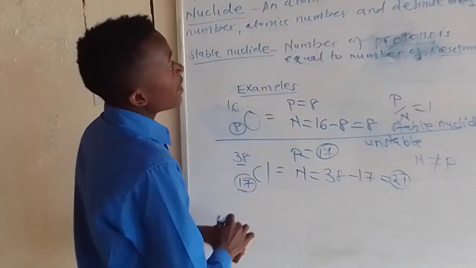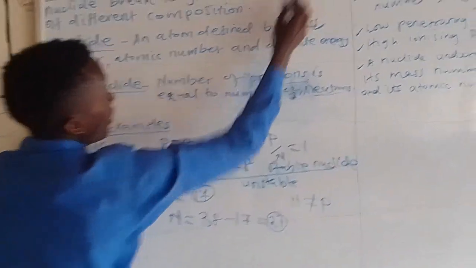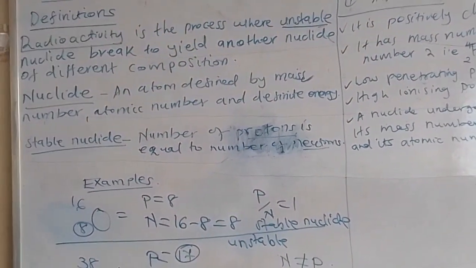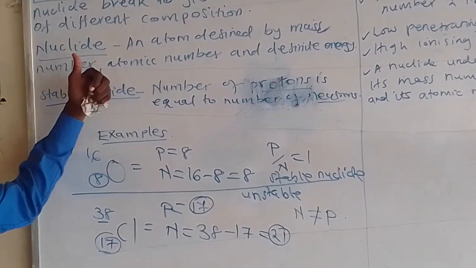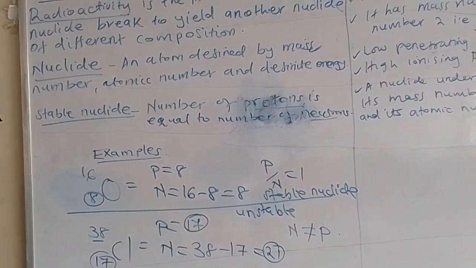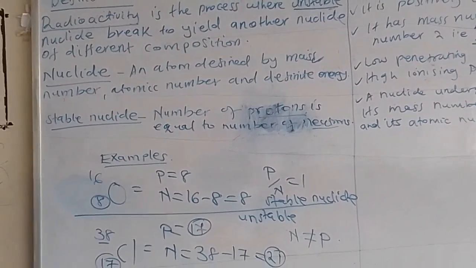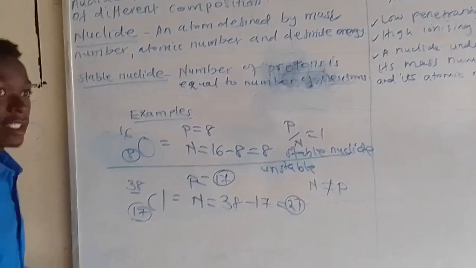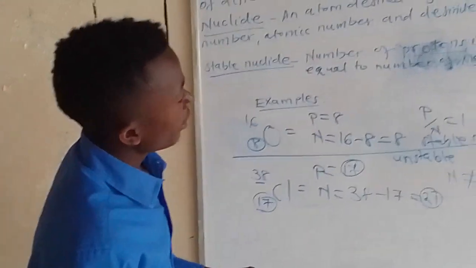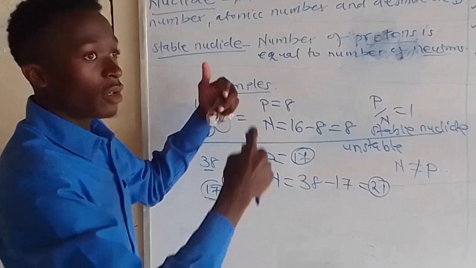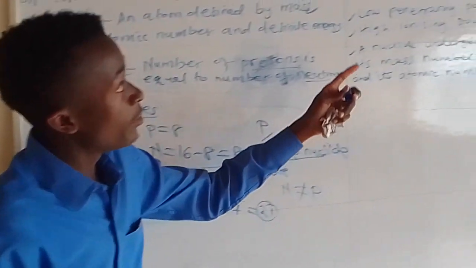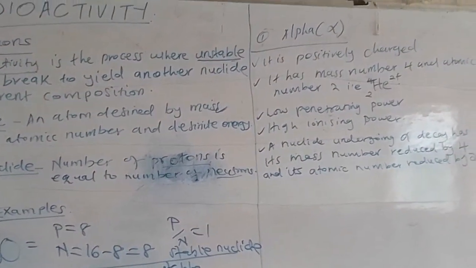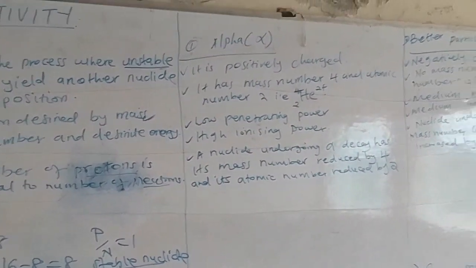So this unstable nuclide undergoes some disintegration or decomposition, which is radioactivity, to form another element. So let us move on and see. It undergoes through three types of rays. That is the alpha, the beta, and the gamma. So we'll start with the alpha particle.